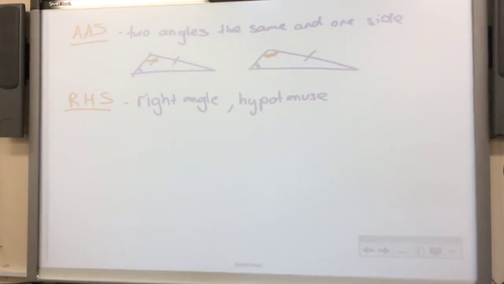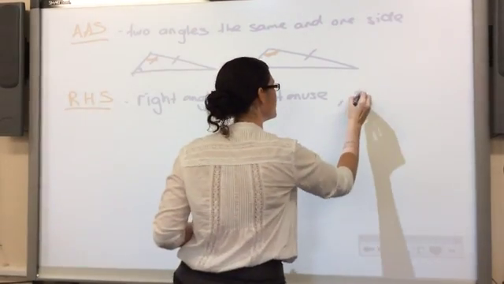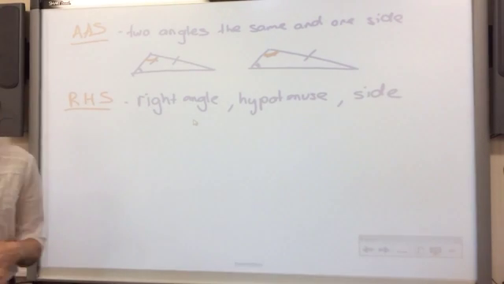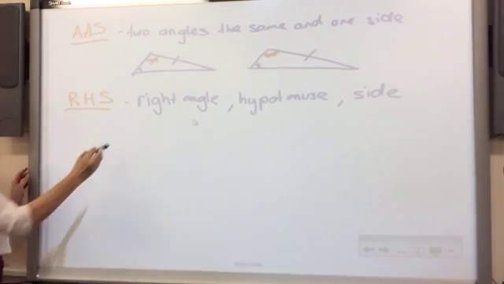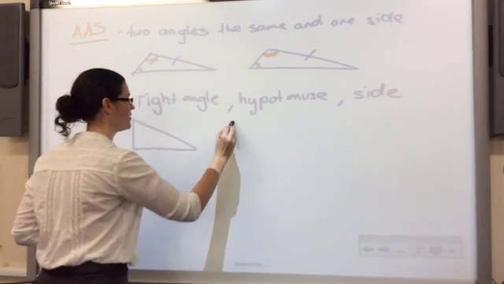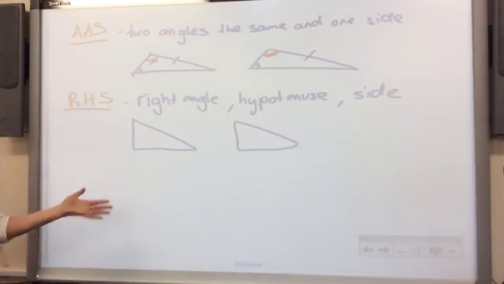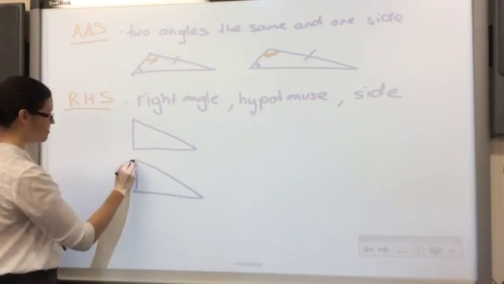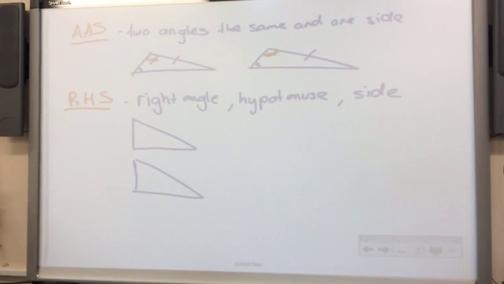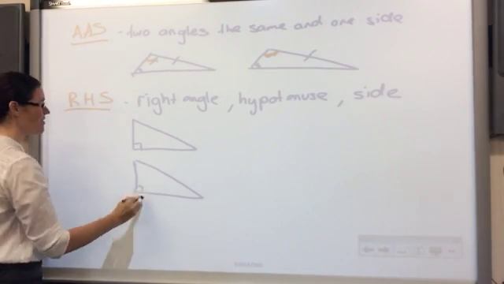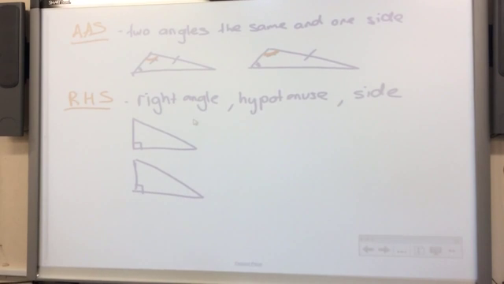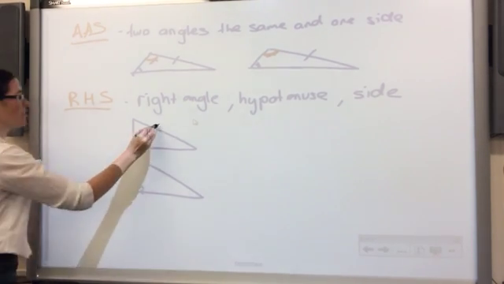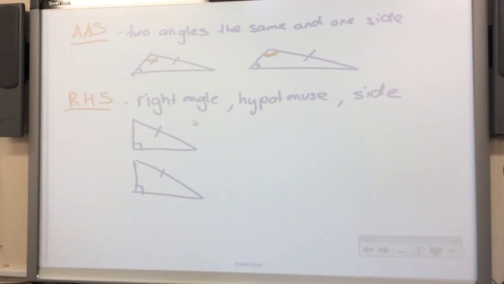Right angle, hypotenuse, and what do you think S stands for? Side, another side. So these two triangles obviously must have a right angle in them. These are my two triangles. They're not congruent, but imagine they're congruent. They've got right angles the same. The hypotenuse also has to be the same. And one of the other sides, doesn't matter which one, must be given.